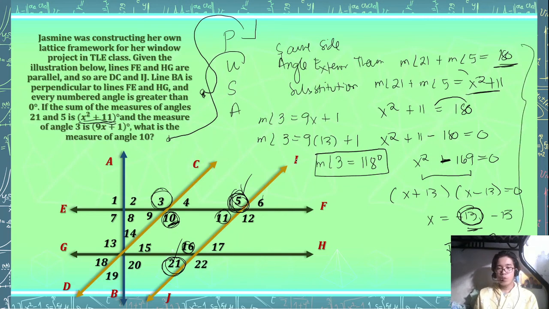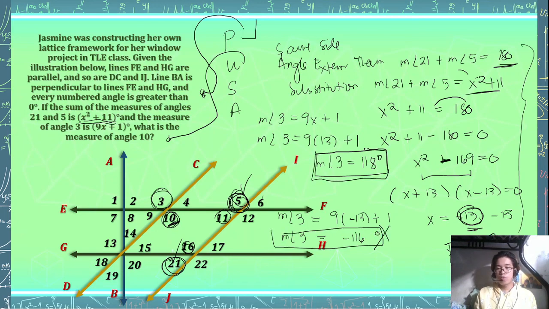But if you try, guys, the negative value, this is going to be 9 times negative 13 plus 1. It's going to give us a negative angle. For this problem, since this is just a basic plane Euclidean geometry problem, it's going to give us negative 116, and this cannot be our solution for this problem. Therefore, the measurement of angle 3 is equal to 118 degrees.